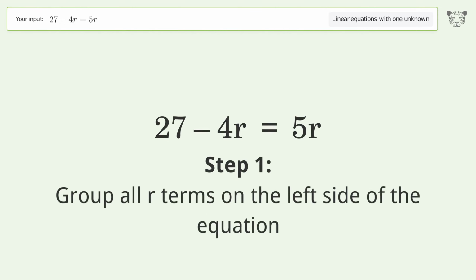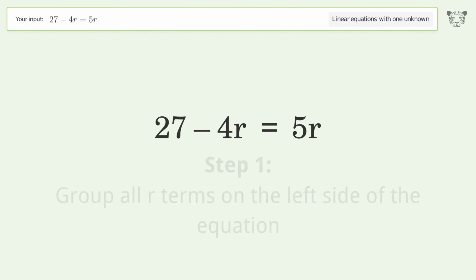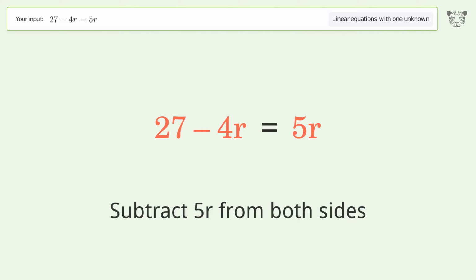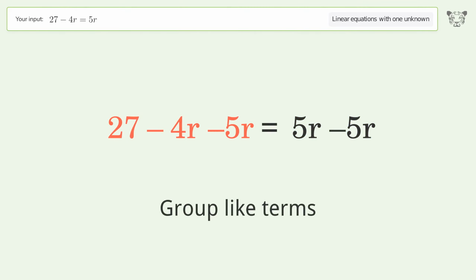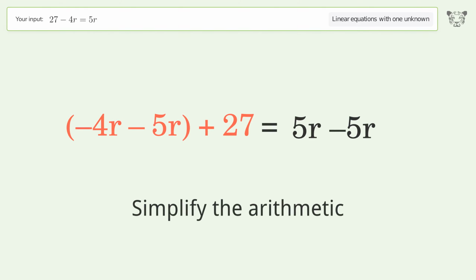Group all r terms on the left side of the equation. Subtract 5r from both sides. Group like terms. Simplify the arithmetic.